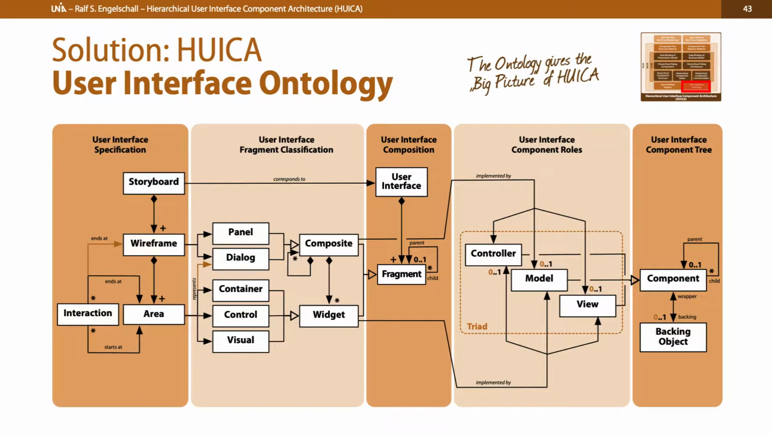The second point is the user interface ontology. This ontology is actually the big picture of HUICA, because it provides a view of how the user interface specification on one side correlates with the user interface component tree and this particular coding of the UI shown on the right side. In particular, on the user interface specification side, we have the storyboard.